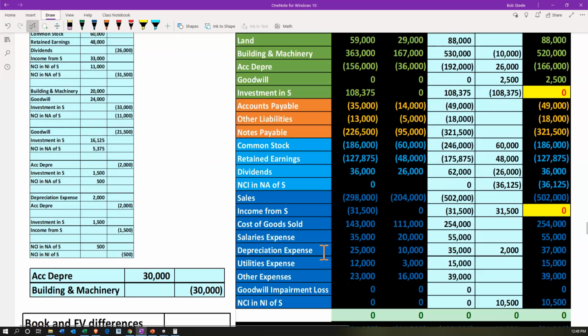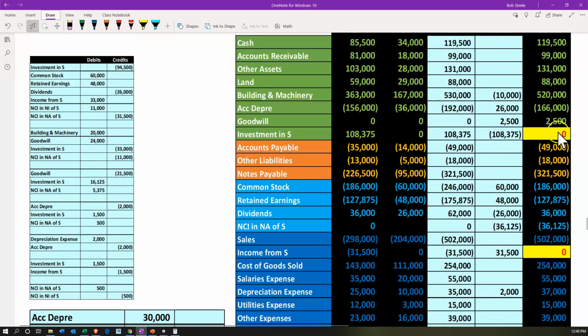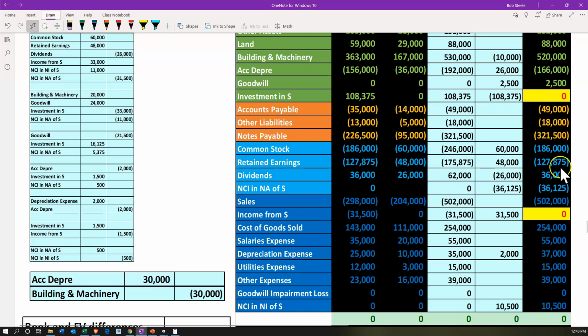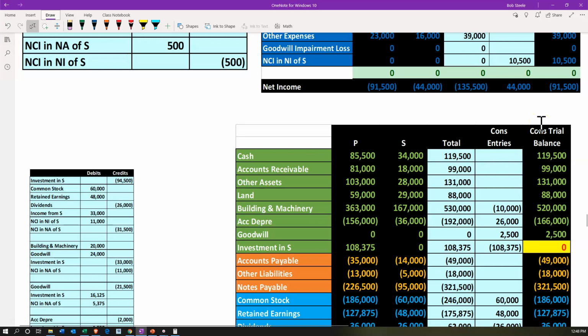All right, scrolling back down. Now we're going to take these ending numbers, and you can see these are zeroed out. These accounts reflect these accounts over here for the equity section. In other words, the equity section represents P's books. Now we're going to take this information and make financial statements from it.